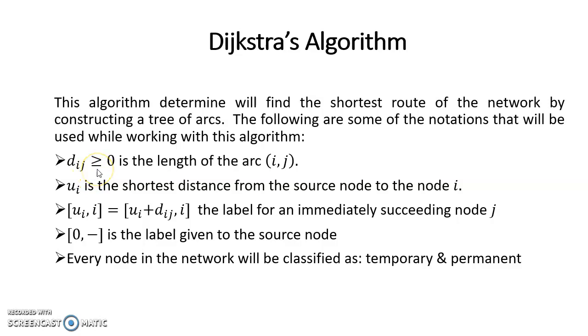Dij greater than or equal to 0 is the length of the arc Ij. Ui is the shortest distance from the source node to the node I, and this is the level that we'll be assigning to the node J, which is immediately following node I. The source node will be getting this level all the time. 0 is the distance, and dash because we don't have any nodes before the source node. Every node of the network will be either temporary or permanent.